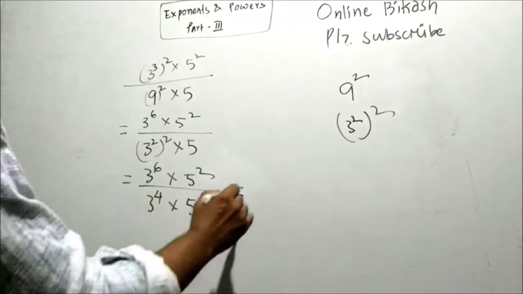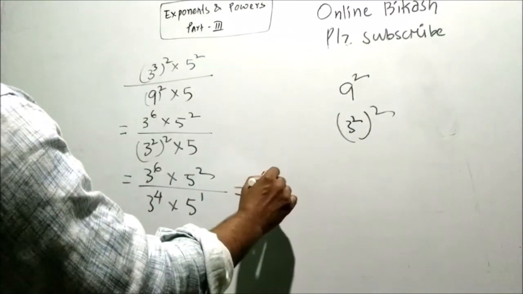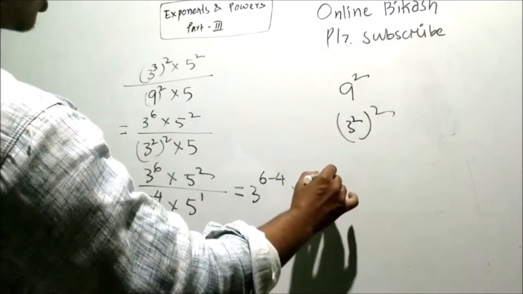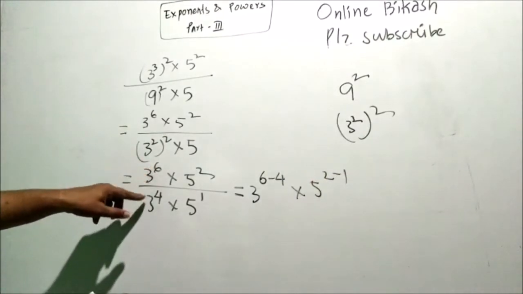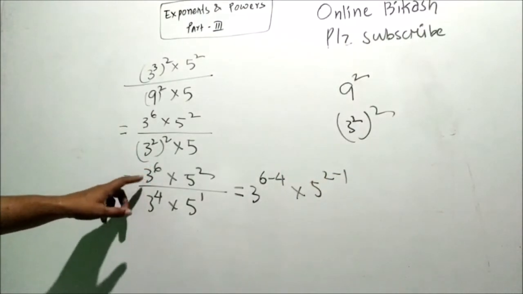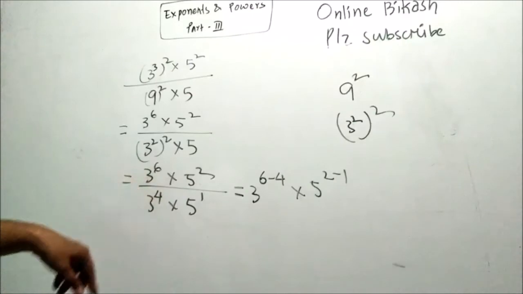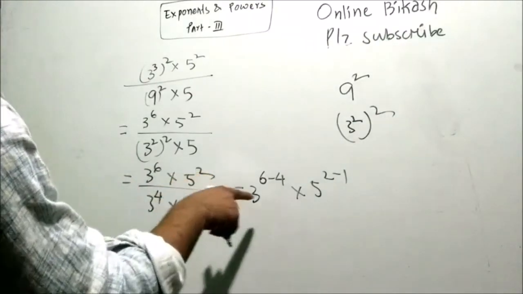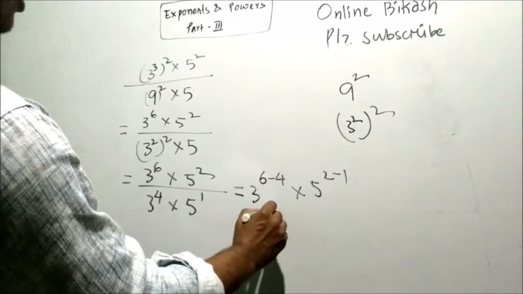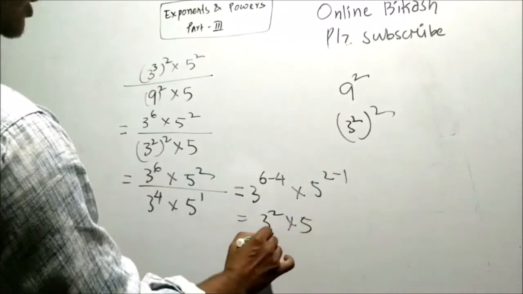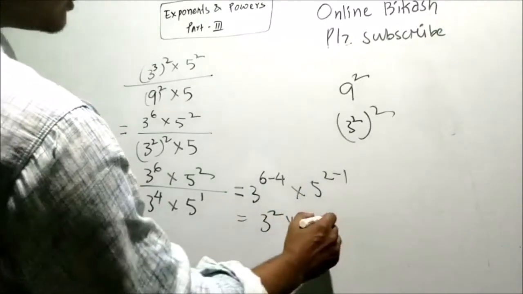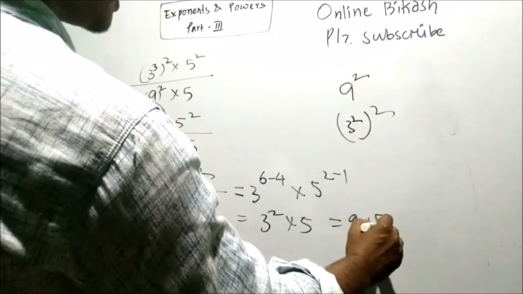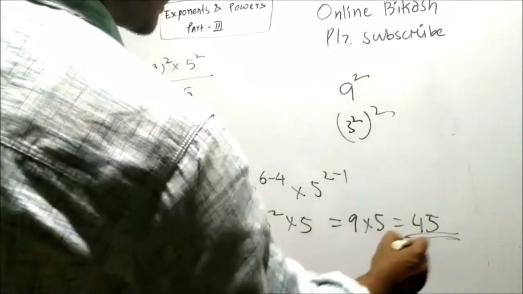3 to the power 6 minus 4 into 5 to the power 2 minus 1. 6 minus 4, because same bases are there and they are getting divided, so the powers will be subtracted. 6 minus 4, and in here 2 minus 1. So 3 squared into 5. 3 squared is 9. I am writing it here. Into 5, that is 45. So this is the answer.